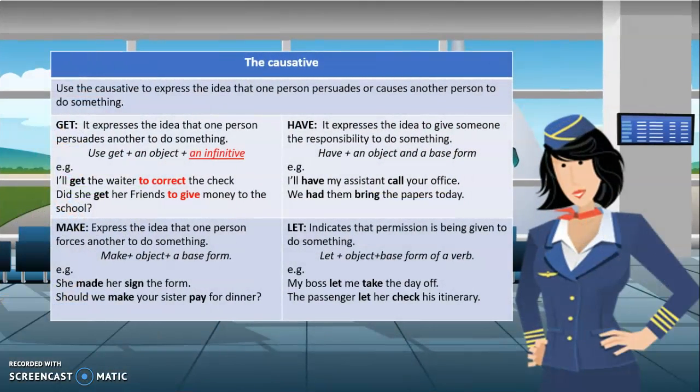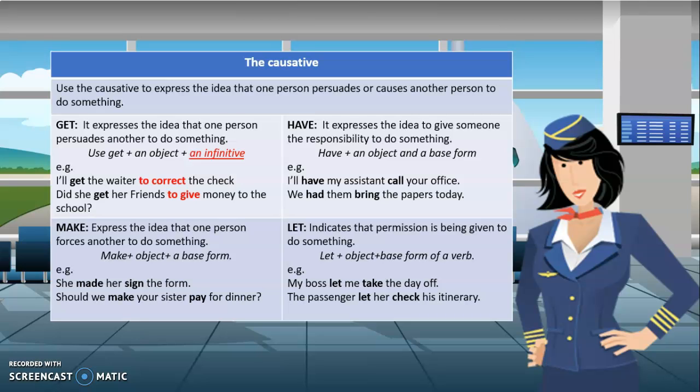Here we have some explanation about the uses of the causative. We use the causative to express the idea that one person persuades or causes another person to do something. We have four verbs that we are going to explain. Let's start with get. Get expresses the idea that one person persuades another to do something.